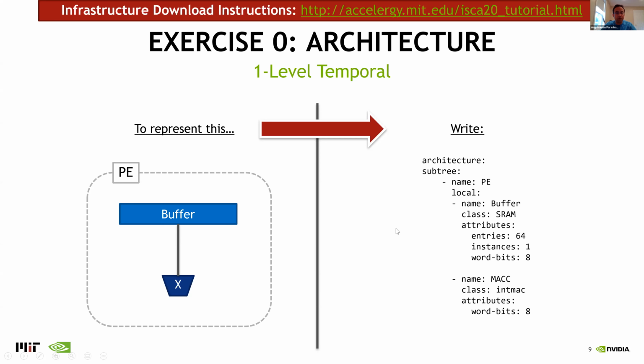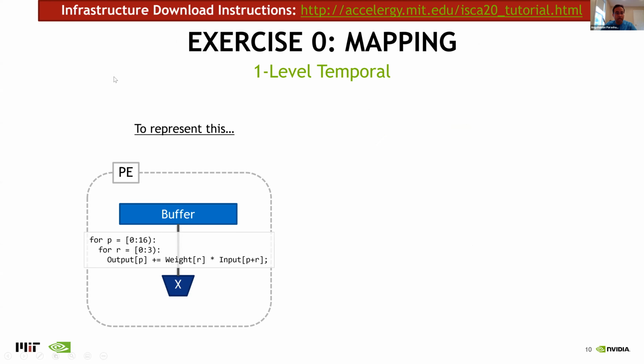And remember, I said we need a third thing, we need to give it a mapping. In this case, remember how I said that in the problem spec we don't want to over-specify it with a particular ordering of the loops. But when we're talking about the mapping, we do want to specify that. This is an example. Here we're saying, go through R in the innermost loop and P in the outermost loop.